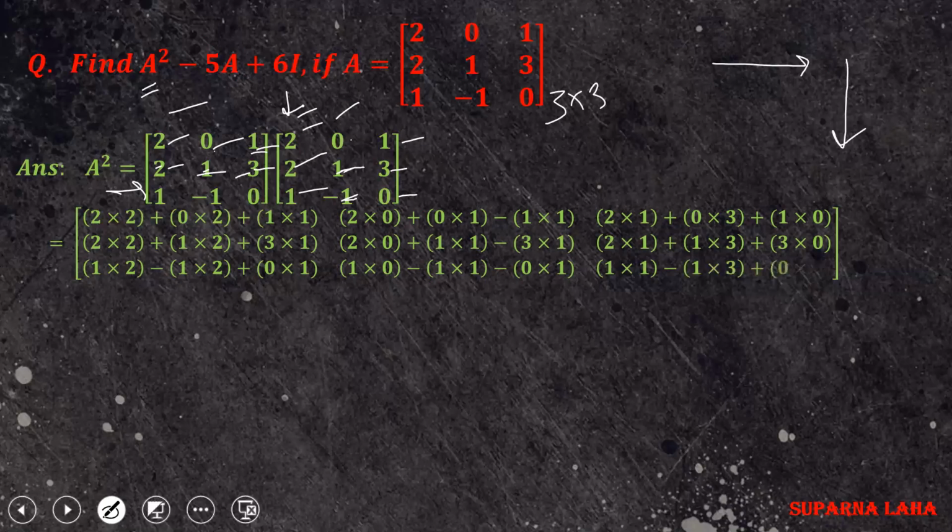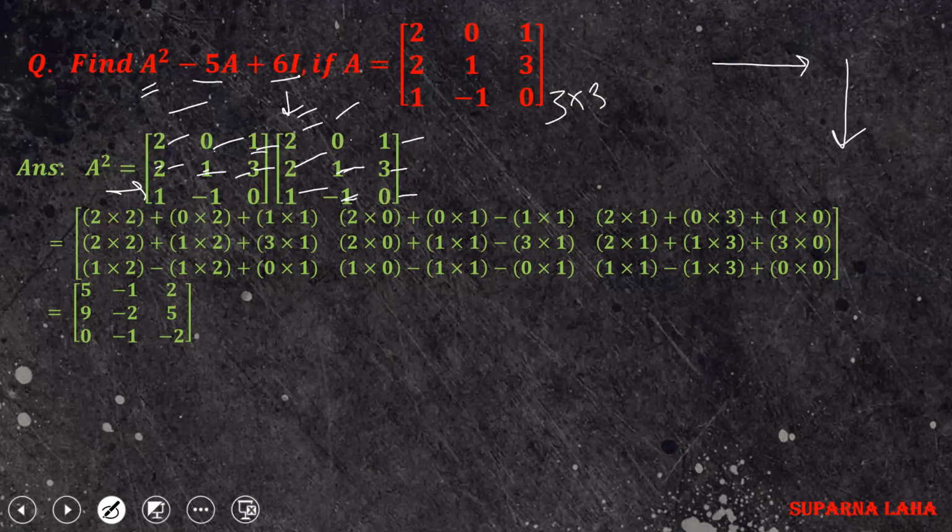Next one is 1 into 1, minus 1 into 3 and 0 into 0. So simplify them. You will find this matrix is given by 5, minus 1, 2, 9, minus 2, 5, 0, minus 1, minus 2. This is also a 3 cross 3 matrix.